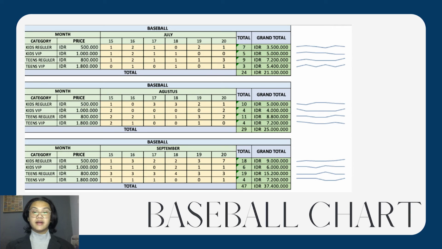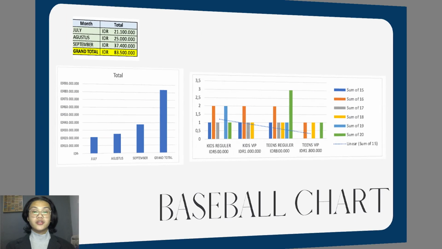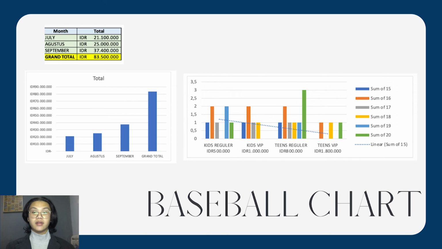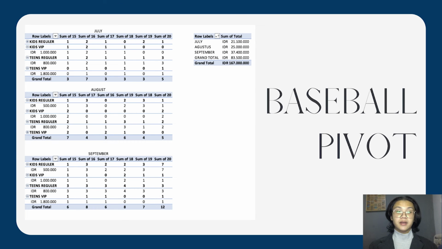Beside the table, there is a sparkline to display the data in a simple graph. Also, there's a payment chart based on category and a grand total chart based on income per month. On the total column, we use equals sum to add up the data in each month and grand total, and we use equals A1 times B1 to get the total income. Next, the baseball pivot. This is the baseball pivot. The function of this pivot is to make data more concise when presented, based on the data entered from counting the sum of the total registration per month and income.